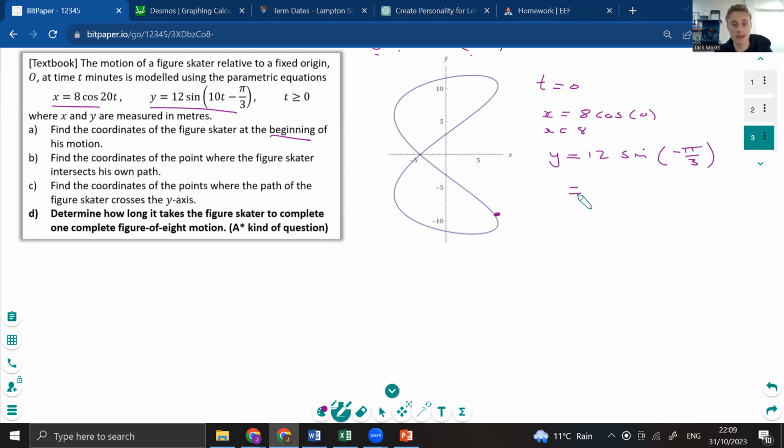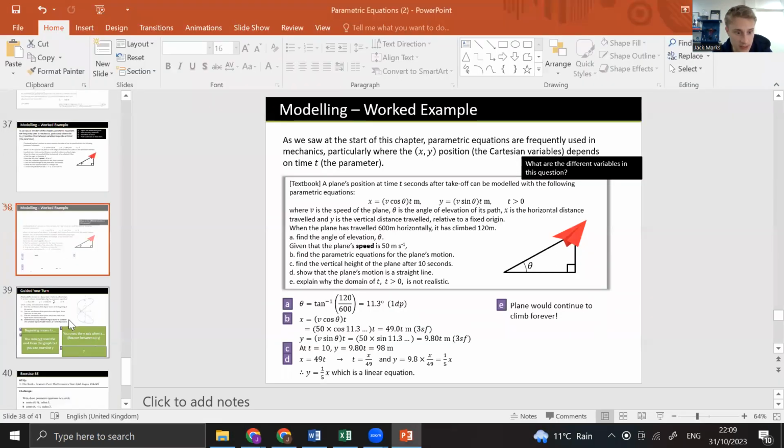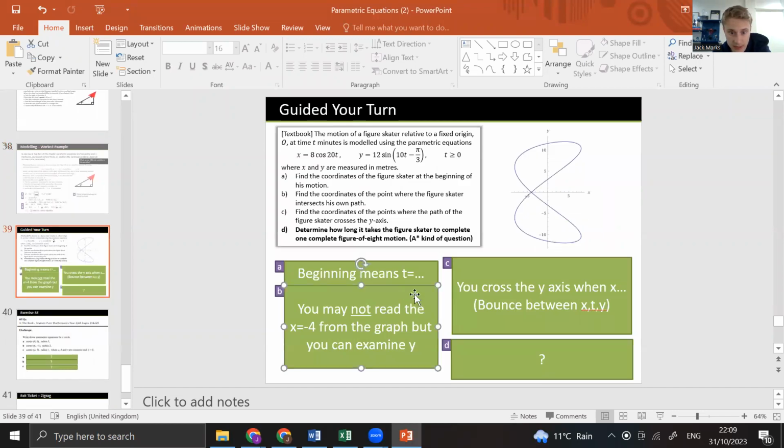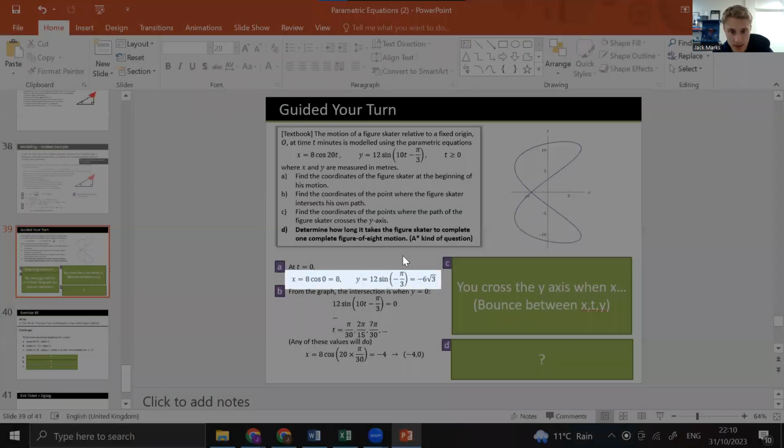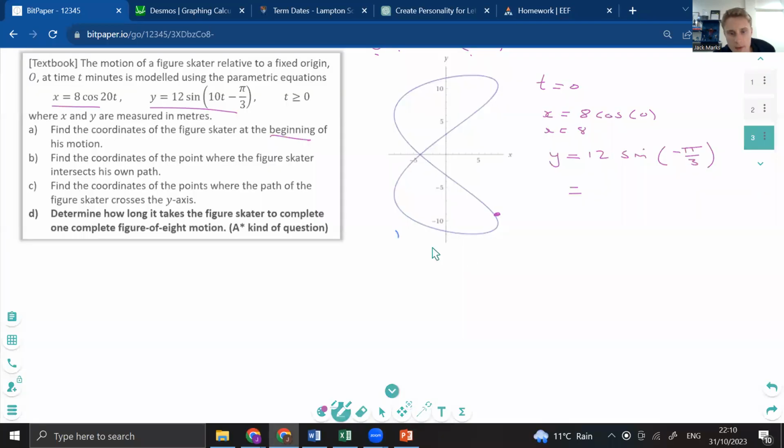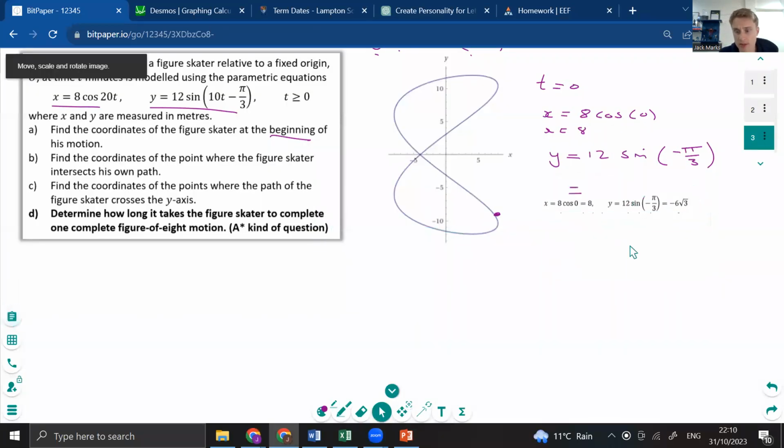Okay, so if you work that out on your calculator, again, I'm going to save a little bit of time because I don't have my calculator in front of me. Where is it? There we go, at the top, that one there. Okay, so that would be your starting point. So it was this one over here. Okay, so t is 0. Very, very easy marks.